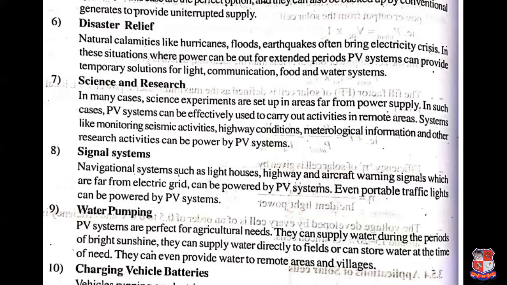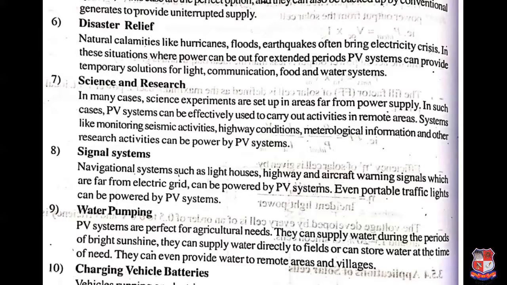Next, science and research. In many cases, science experiments are set up in areas far from power supply. In such cases, PV systems can be effectively used to carry out activities in remote areas. Systems like monitoring seismic activities, highway conditions, meteorological information and other research activities can be powered by PV systems.